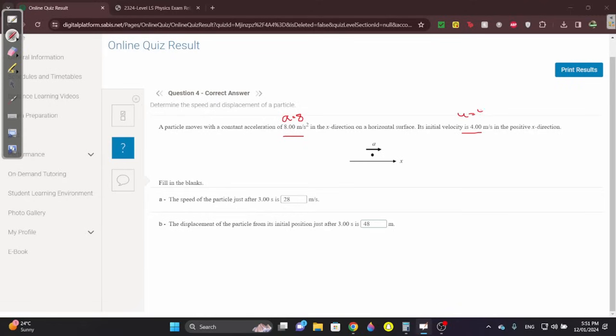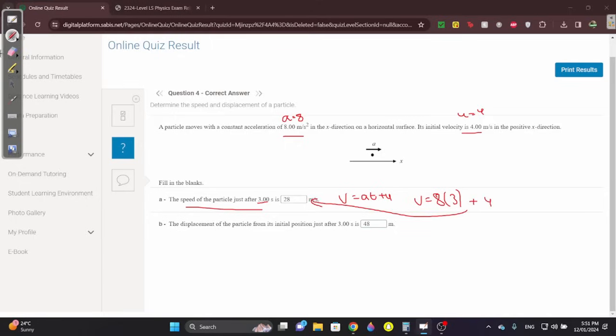Initial velocity is 4, so u equals 4. The speed after 3 seconds: velocity equals acceleration times time plus initial velocity. So acceleration is 8 times the time, which is 3 given in here, plus u, which is 4. 8 times 3 is 24 plus 4, 28.